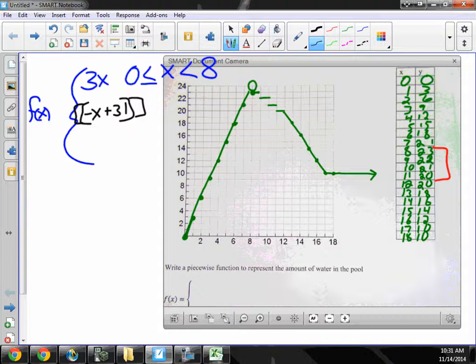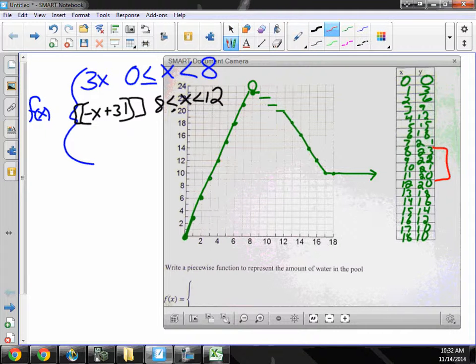When does this function exist? From 8 until 12. So 8 less than x less than 12. Is 8 part of the step function? Yes. Is 8 part of the second linear function, the leaking function? No, it's not. So we leave that without an equal to.